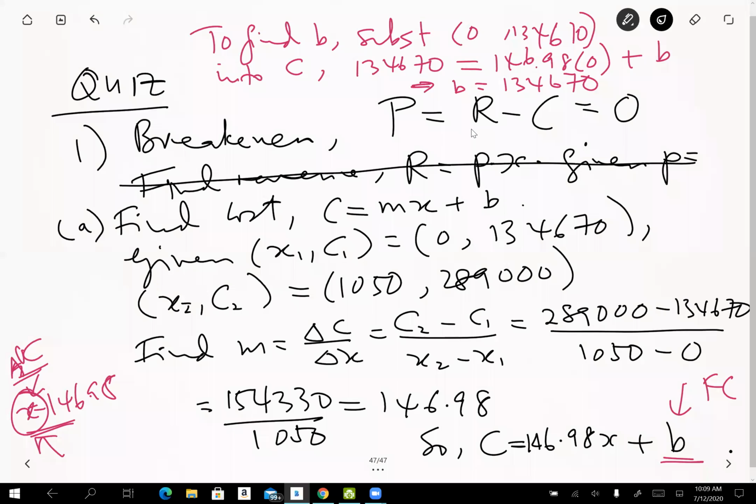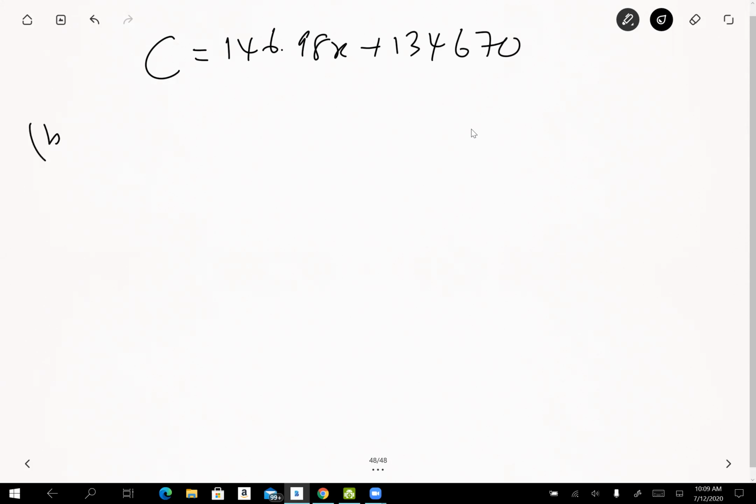And you can write out the cost equal to 146.98x plus 134,670. So that first part A would be 5 points. Now the second part, find the break-even output level.